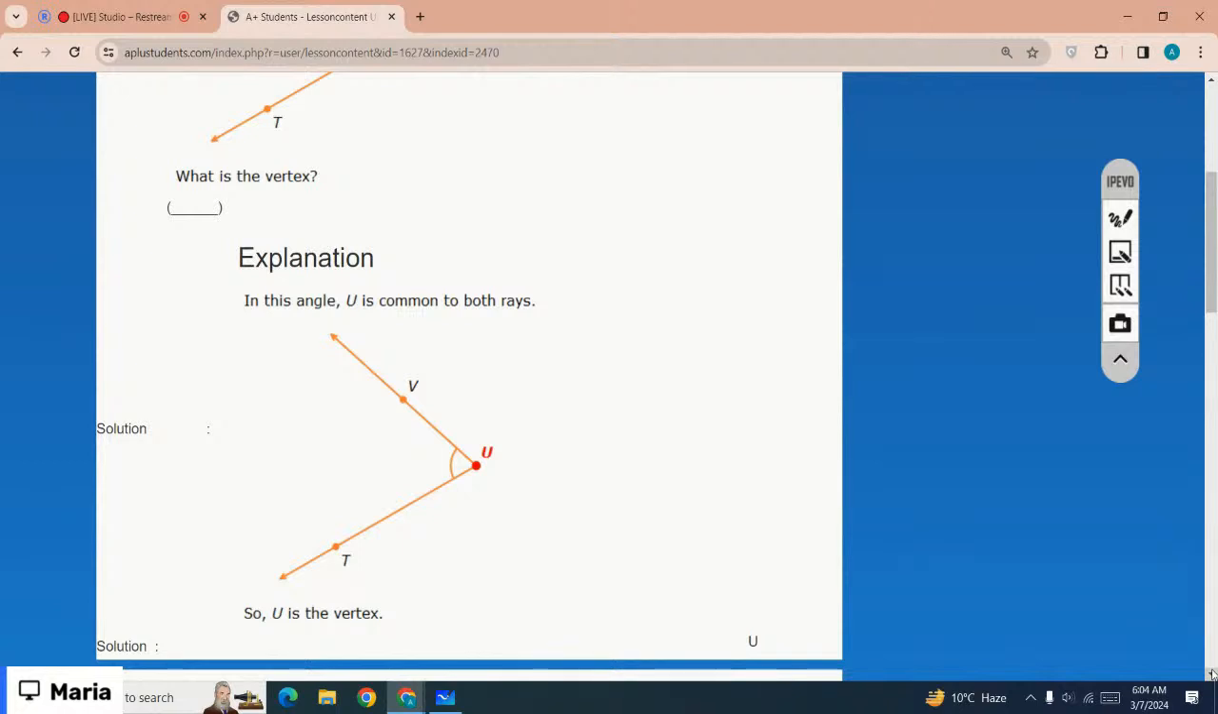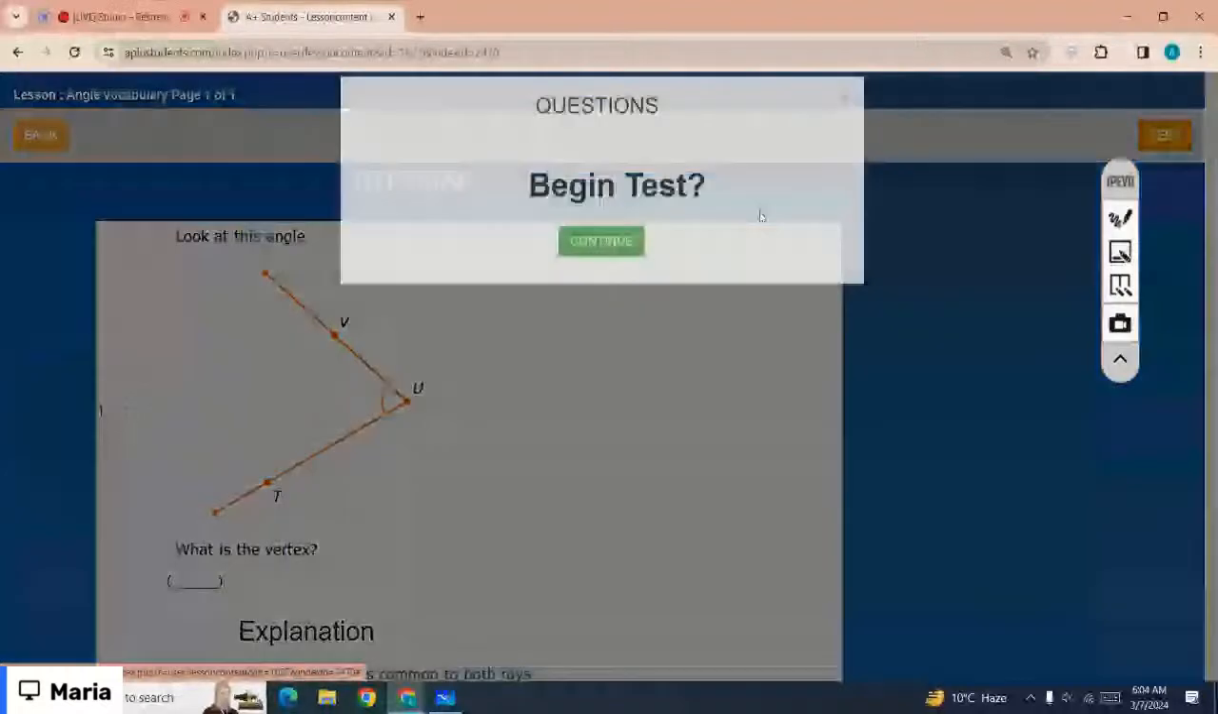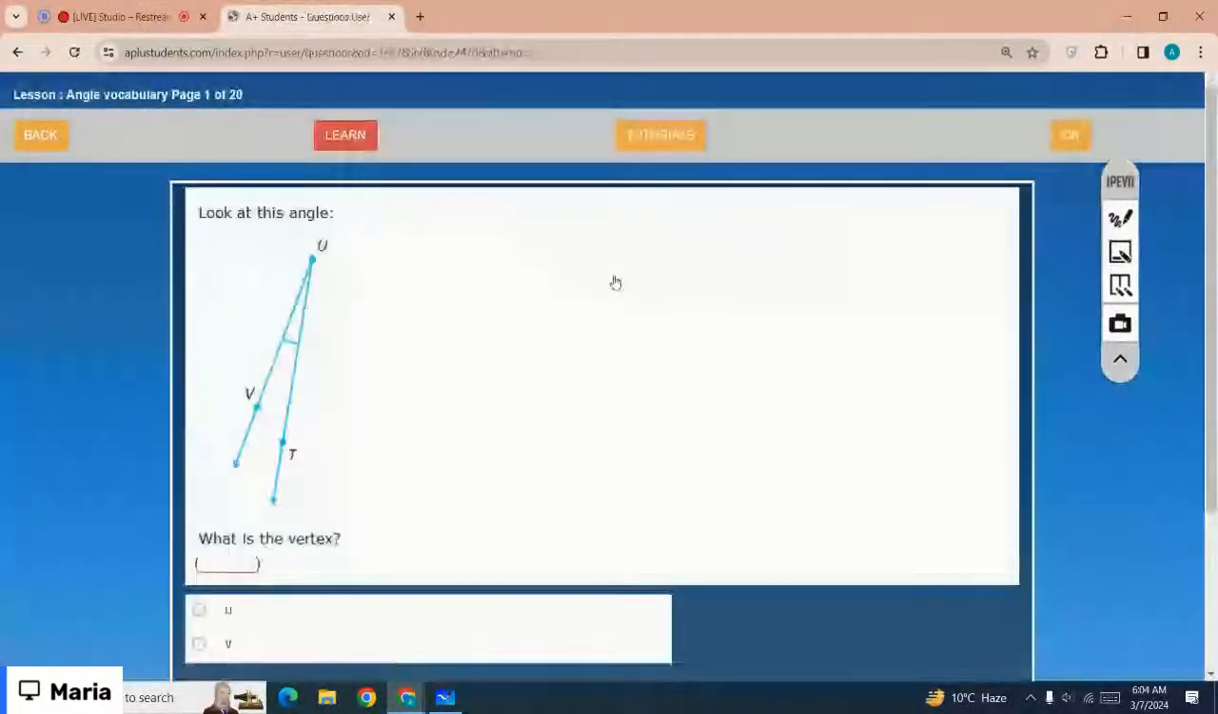Okay, let's just start with the test questions. Okay, look at this angle. What is the vertex? So which is the correct option? Yes, U is the vertex, right? Because U is common for both the rays. So U is the vertex. The correct option is U.